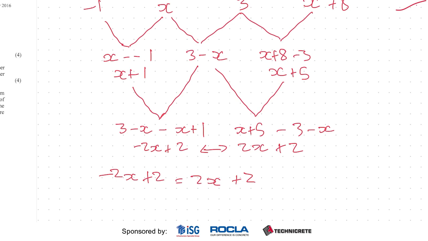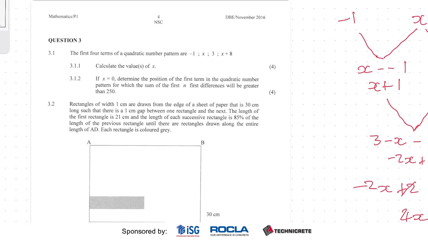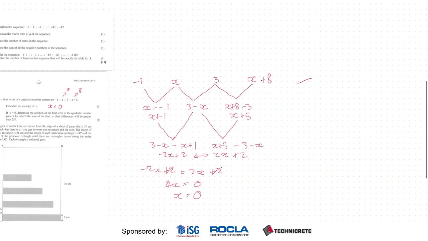And straight off the bat, these cancel. If we bring this negative 2x to the other side, we get 4x equals 0. Therefore, x equals 0. So when they ask us to calculate the value of x here, x just equals 0. So that's just 0 and that's just 8. All right. Pretty cool.